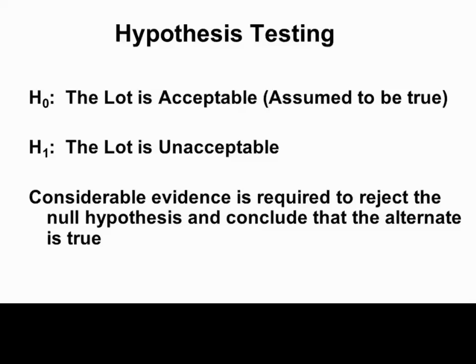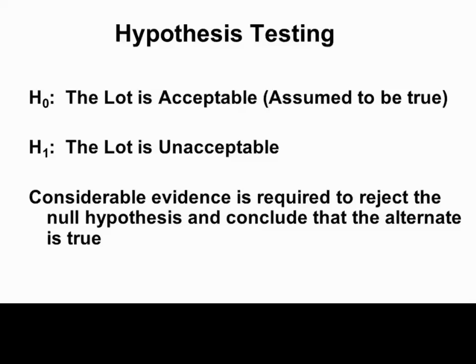H0. And in acceptance sampling, it's standard that the null hypothesis is that the lot is acceptable. In other words, that's what we're going to assume to be true. So we're hypothesizing. Then there's an alternate hypothesis, H sub 1, that is, in this case, the lot is unacceptable, like it's not of sufficient quality. So the way this works is that we're always assuming the lots are good unless there's considerable or strong evidence to the contrary.